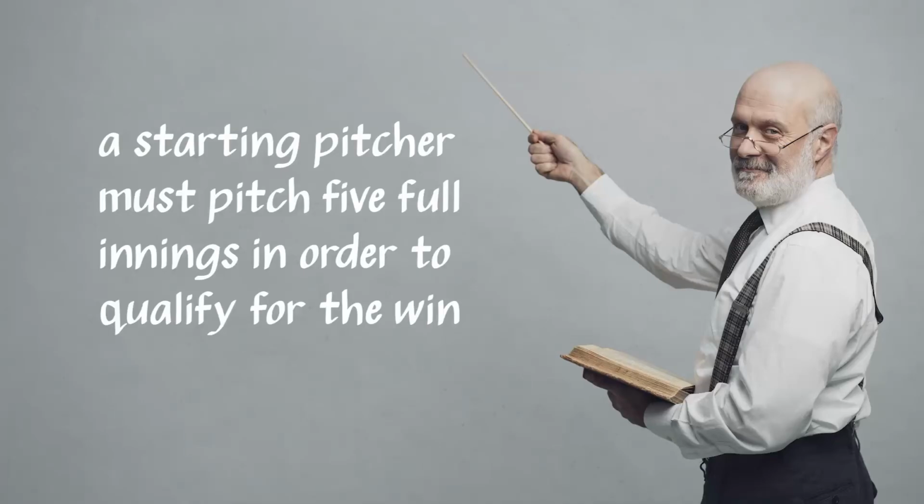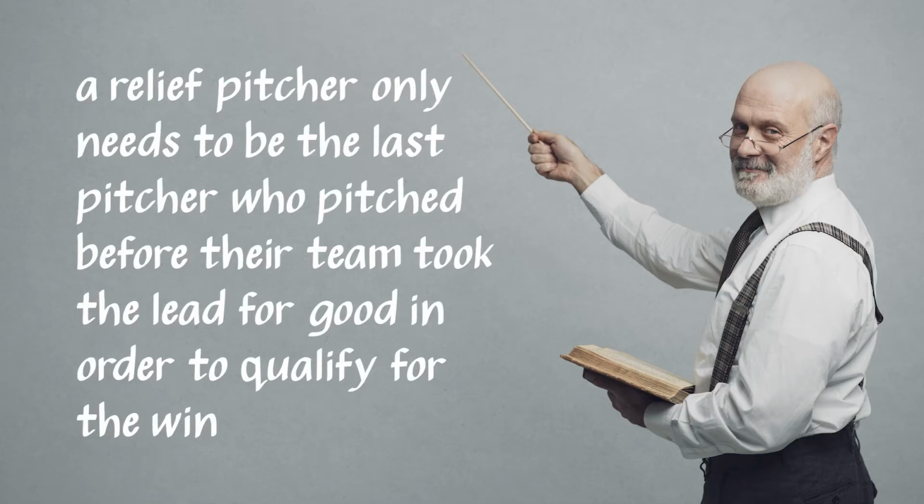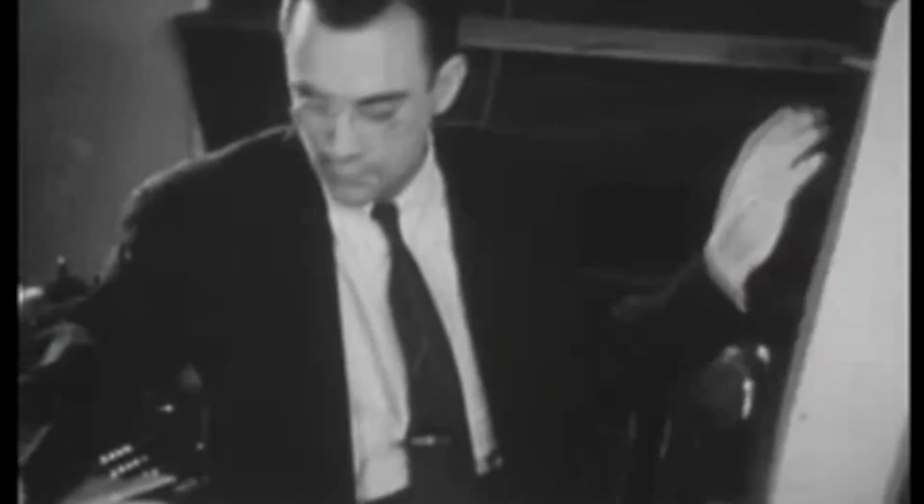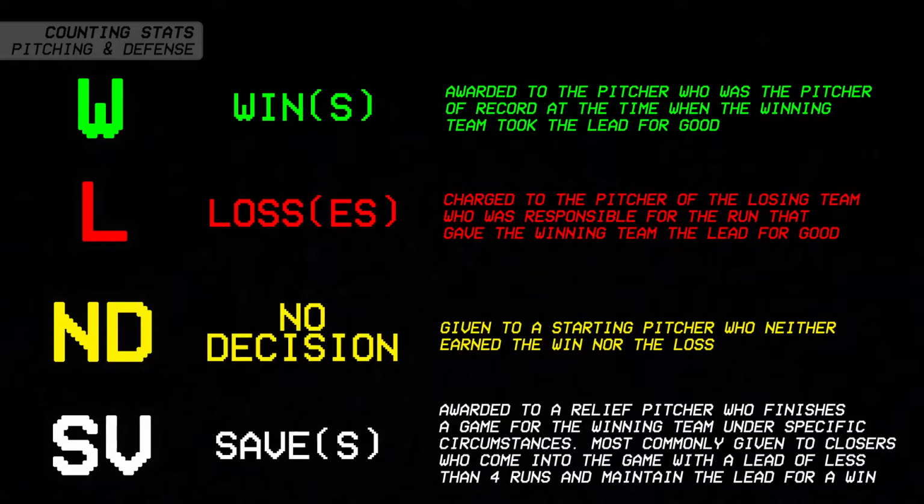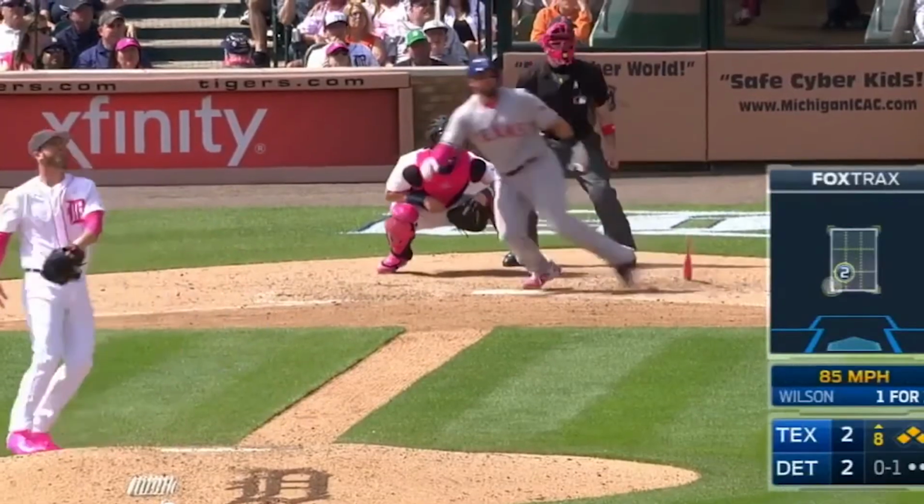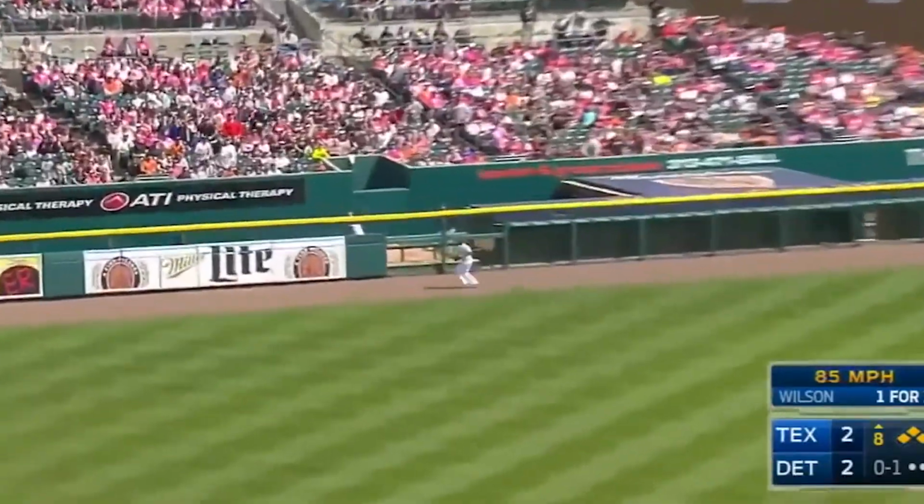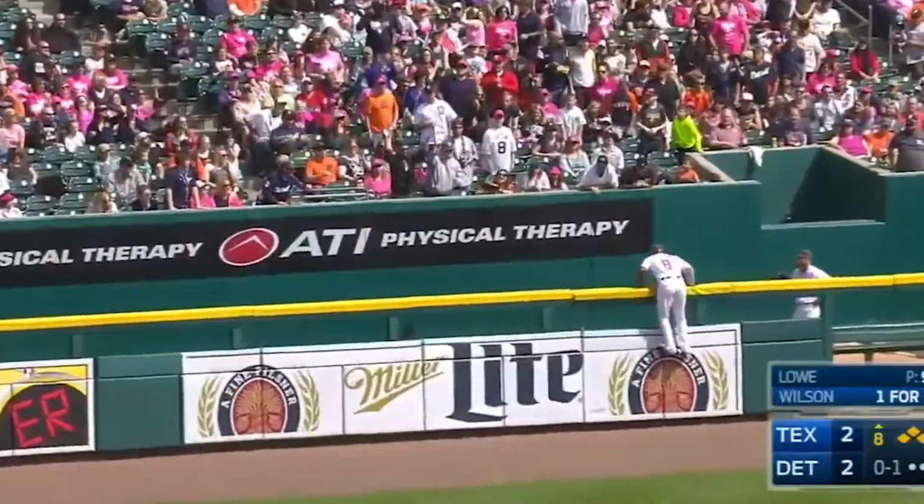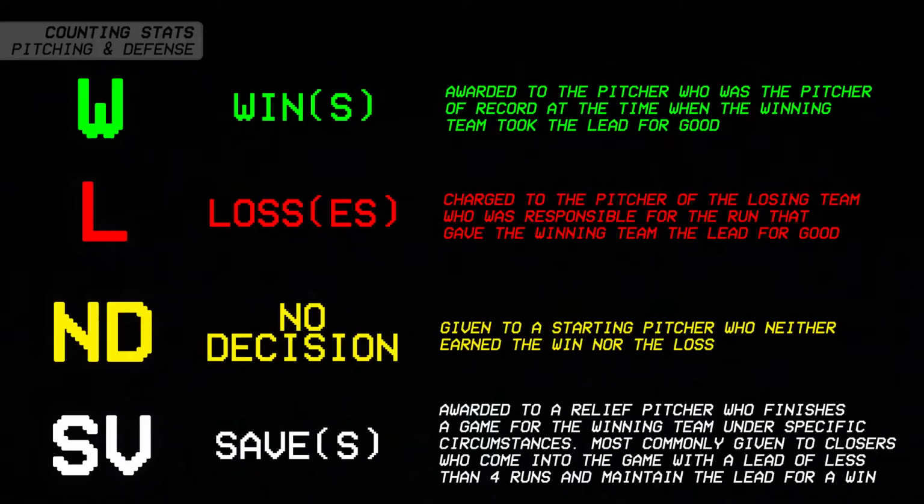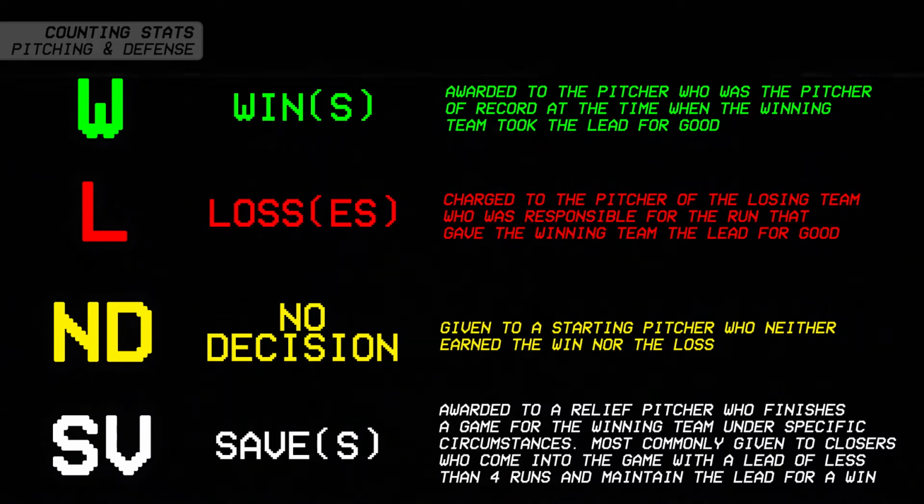A starting pitcher must pitch 5 full innings in order to qualify for the win. A relief pitcher only has to be the last pitcher who pitched before their team took the lead for good in order to qualify for the win. And if the official scorer deems a reliever's appearance to be ineffective, for example, if they gave up a bunch of runs but got bailed out by their team in the following half inning, then the official scorer will award the win to the most effective reliever, in the opinion of the official scorer. A starting pitcher that is credited with neither the win nor the loss gets a no decision. If this sounds messy to you, it is.